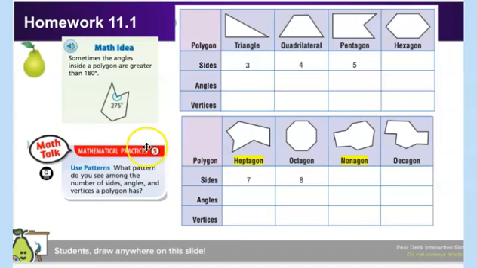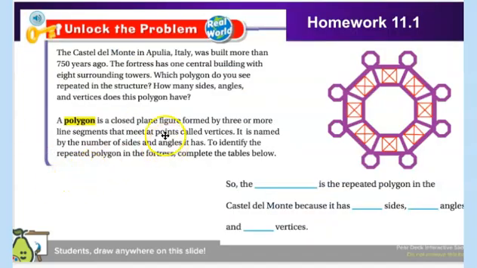How'd you do? So now with that in mind, you should have filled yours out. Let's take a look at our original problem. It says, which polygon do you see repeated in the structure? How many sides, angles, and vertices does this polygon have? So when you step back, you can see the larger shape that kind of falls to the side. And yes, there are many other shapes inside of it, but I think it's looking for the larger shape that it has. So can you see what it is?